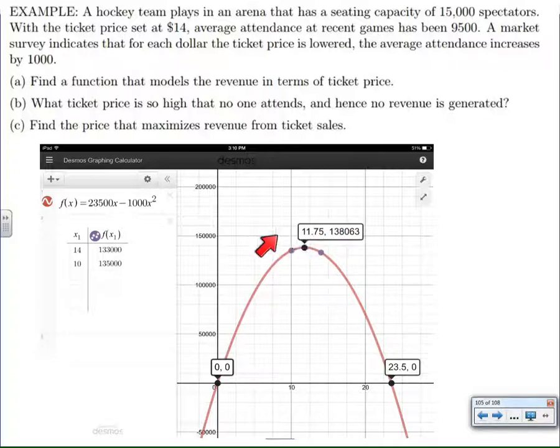To further demonstrate how I know this is correct, when I had a ticket price of $14, if you remember at the beginning of the video, we calculated $133,000 in revenue. And at 10, I had $135,000 in revenue, and I can see, according to my table, that that is indeed correct, and these are those 2 points right here. Not the maximum revenue, but pretty close either way.